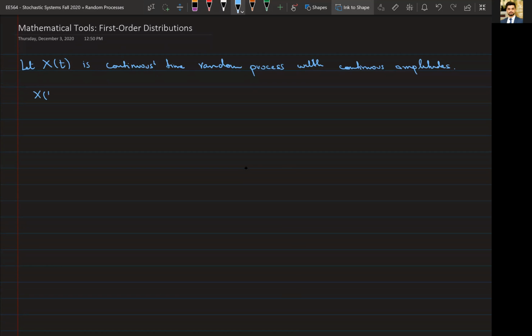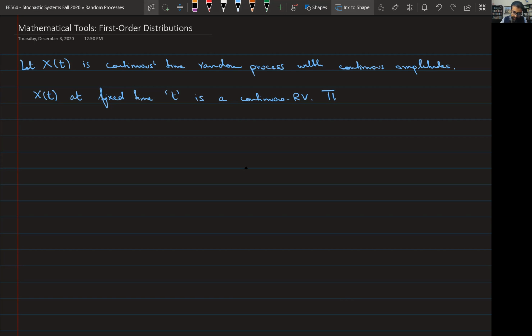The PDF of the random variable x at time t. So x of t at fixed time t is what? It is actually a random variable, and what type of random variable? A continuous random variable, right? If it is a continuous random variable, we know that a continuous random variable is completely characterized by its PDF. A single continuous random variable is completely characterized by its PDF.